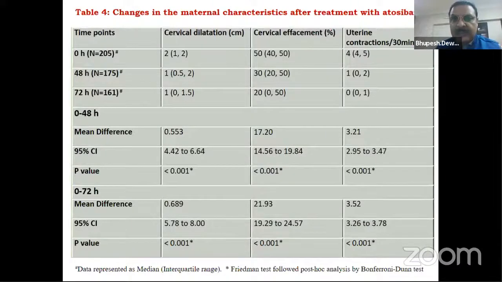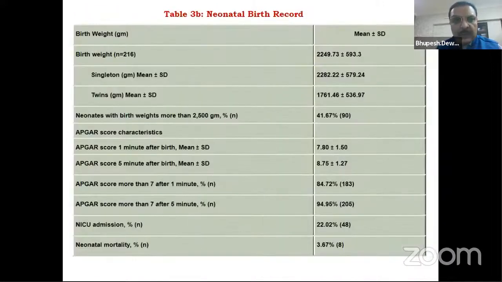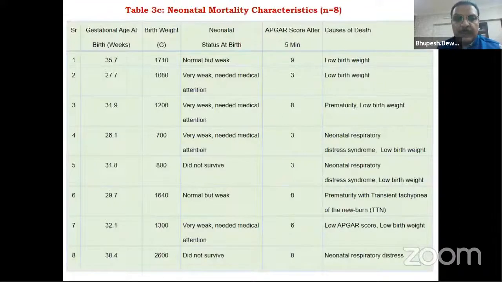Changes in maternal characteristics after treatment with atosiban. If you see cervical dilation, from 2 it has become 1 and remained 1 at 72 hours. So effacement was reduced to 20% and contractions became nil at 72 hours. The neonatal birth record also was very favorable, as we discussed earlier. The APGAR score was very favorable. 95% had an APGAR score of more than 7 at 5 minutes.